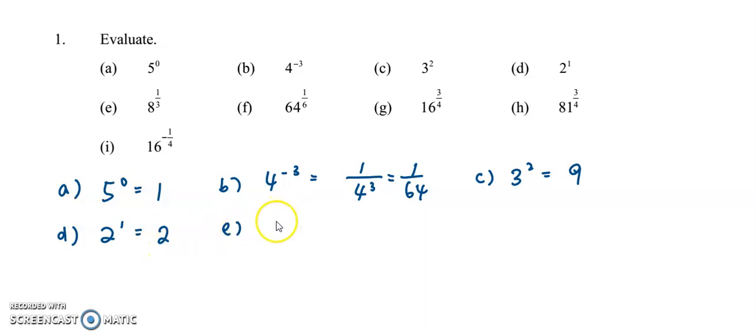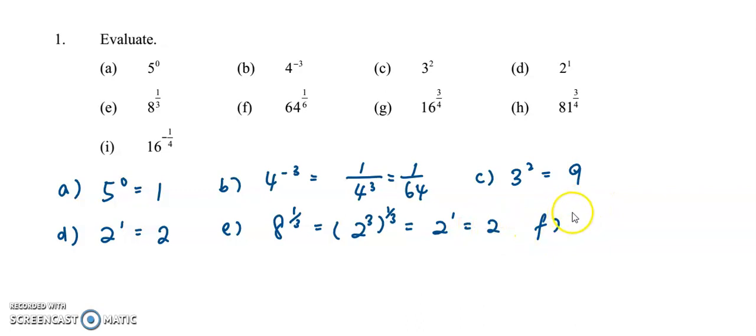And E is 8 power of 1 over 3. If you have a fractional power, you may need to simplify by changing the 8 into an index number. So 8 equals 2 power of 3, and this is to the power of 1 over 3. So how do you simplify this? You multiply the 3 by the 1 over 3. When you multiply 3 and 1 over 3, you just cancel off the 3, and you get back 2 power of 1, which is equal to 2.